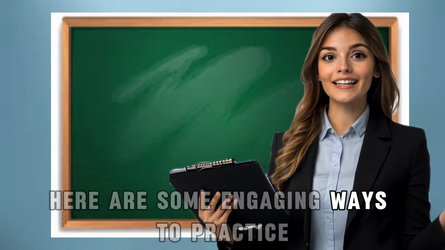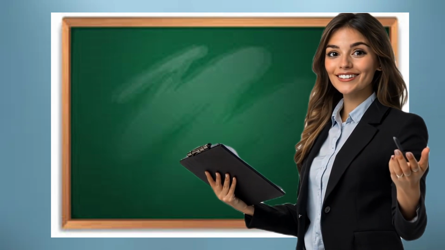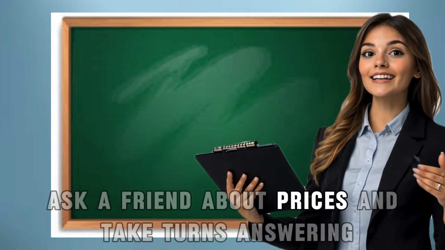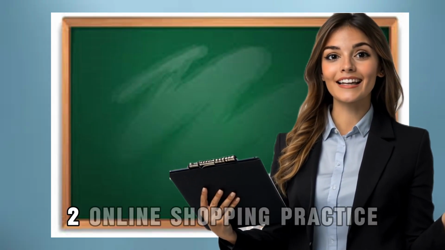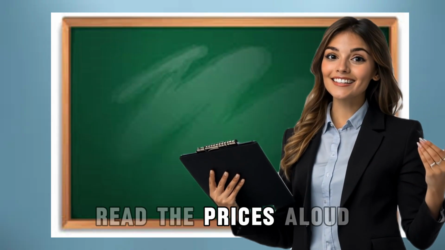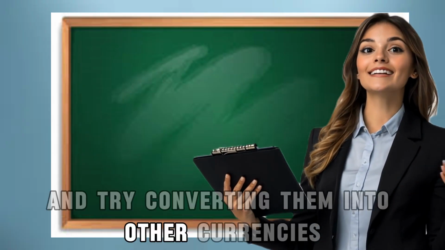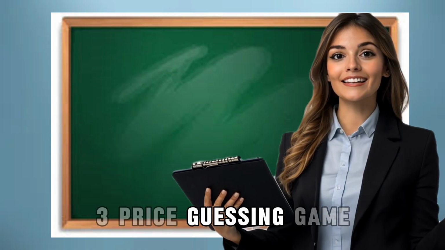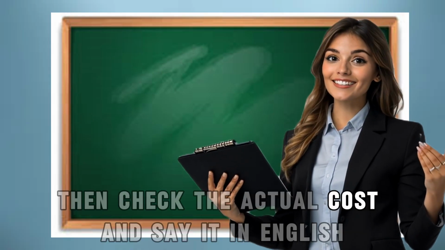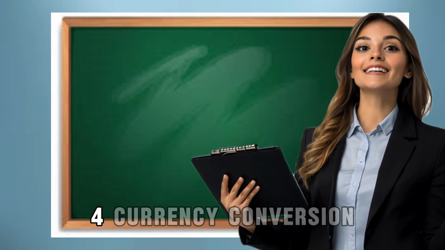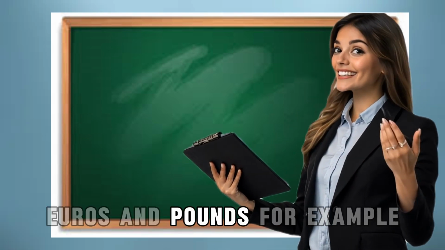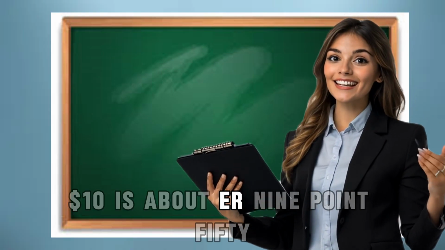Here are some engaging ways to practice talking about prices in English. 1. Role-play shopping. Pretend you're in a store. Ask a friend about prices and take turns answering. 2. Online shopping practice. Browse your favorite online stores, read the prices aloud, and try converting them into other currencies. 3. Price guessing game. Pick random items and guess their prices. Then, check the actual cost and say it in English. 4. Currency conversion practice. Convert prices between dollars, euros, and pounds. For example, $10 is about 9.50 euros.